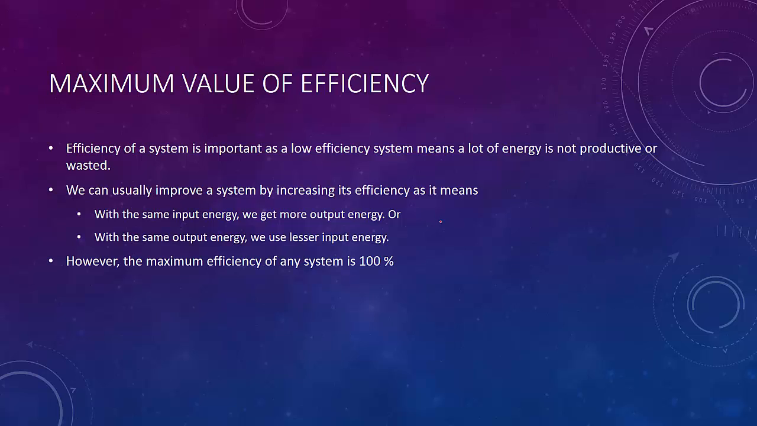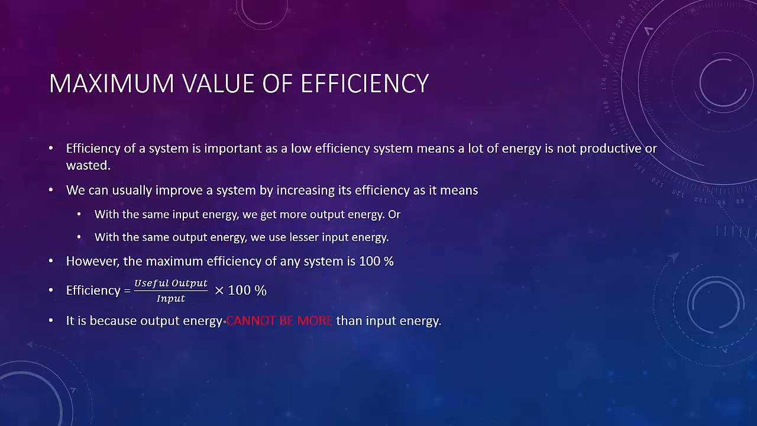However, the maximum efficiency of any system is actually 100%. Okay, why is that so? It's simply because the output energy cannot be more than the input energy. So output is always less than or equal to input, and that's the best you can do. And why is that so? It is because of the principle of conservation of energy. Because energy cannot be created, your output cannot be more than your input.